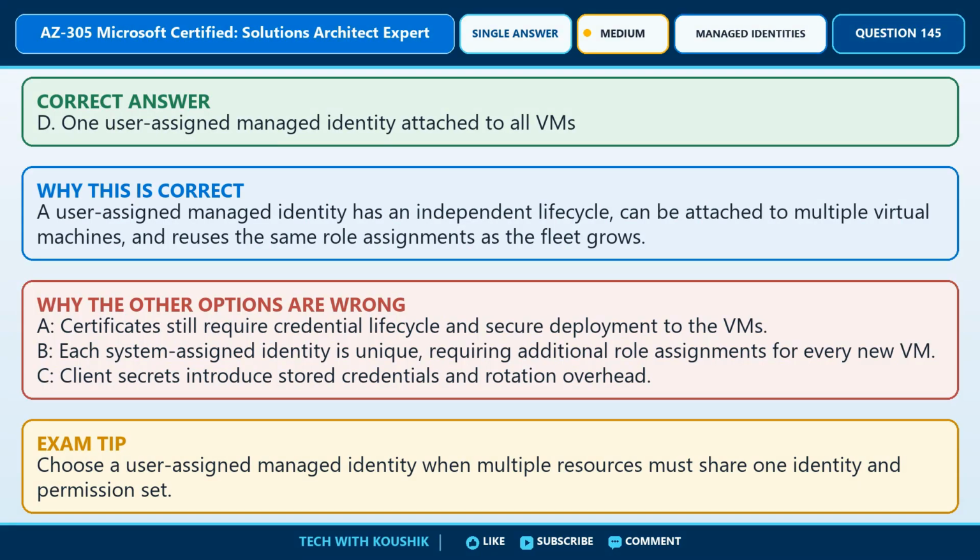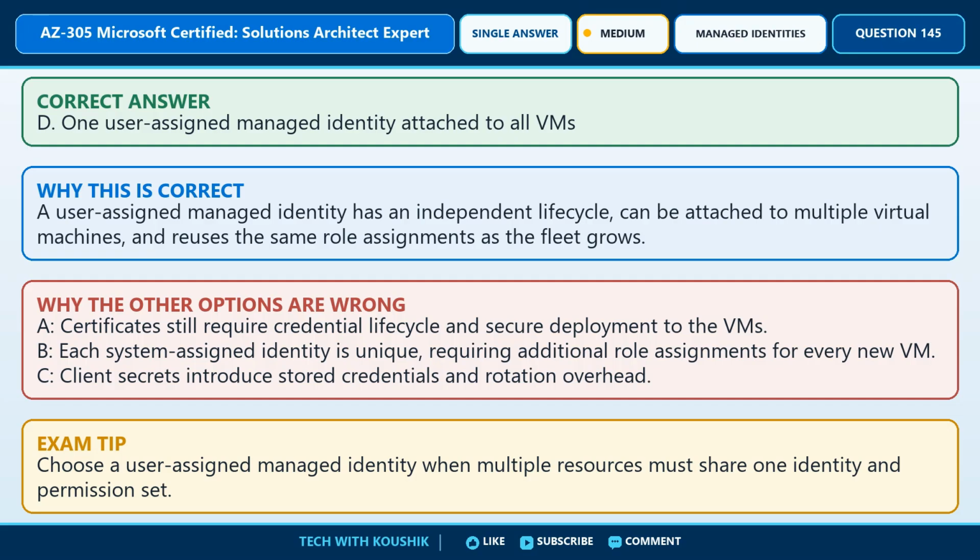The required response is option D, one user-assigned managed identity attached to all virtual machines. The requirement is satisfied because a user-assigned managed identity has an independent lifecycle, can be attached to multiple virtual machines, and reuses the same role assignments as the fleet grows. The other choices do not satisfy the requirement because A, certificates still require credential lifecycle and secure deployment to the virtual machines. B, each system-assigned identity is unique, requiring additional role assignments for every new VM. C, client secrets introduce stored credentials and rotation overhead.